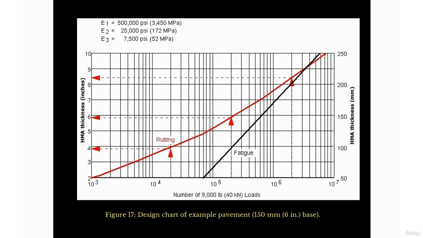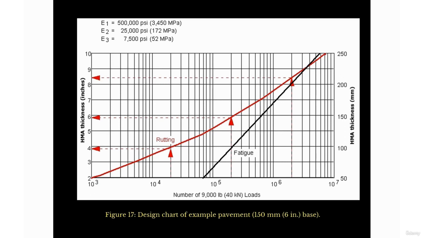Okay, so this is the design chart example for 150 millimeter. For 150 millimeter, we're looking at 40 kilonewton loads. This is the thickness, and this is the number of repetitions. So we're looking at where rutting will start, that's 10 to the power 4. So this would be 1, 2, 3, 4, 5, 6, 7, 8, 9. So here in between there's 10. So here there's 1,000. Between here there's 1,000, divided by 10. So that's 100 each, right?